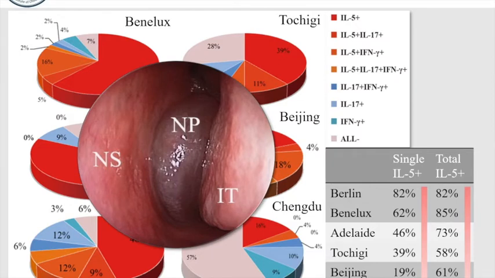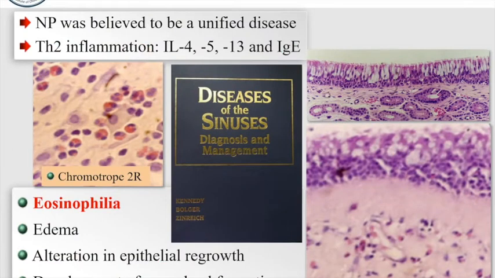Then we focus on Chinese patients with nasal polyps. In history, nasal polyp was believed to be more like a unified disease with common histological characteristics. It was reported that most polyps were characterized by a Th2 inflammatory pattern involving cytokines IL-4, IL-5, IL-13, and IgE. One of the most common pathological features of nasal polyps was eosinophilia, as described in this classic rhinology textbook edited by Kennedy.